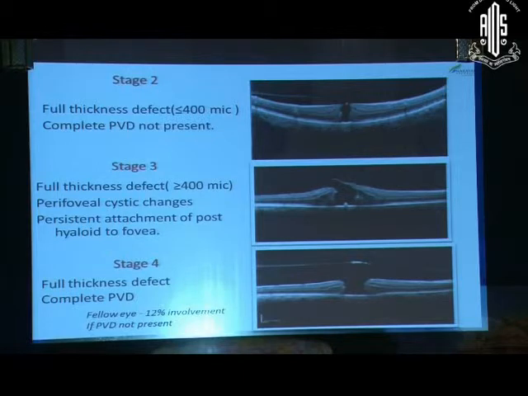Stage 2 is a full thickness defect, less than 400 microns. PVD is not present, complete PVD is not present. Stage 3, thickness more than 400 microns, perifoveal cystic changes, still persistent attachment of the hyaloid. And stage 4 is a full thickness defect with complete PVD.